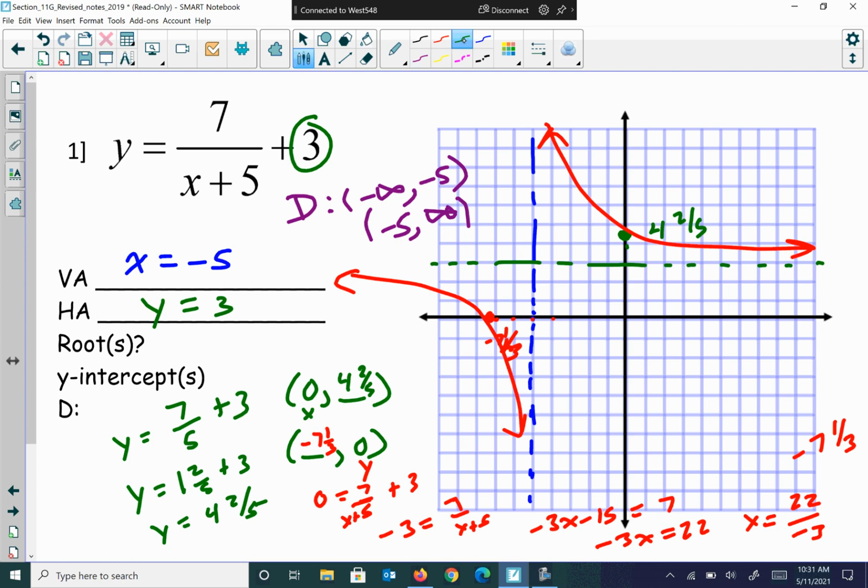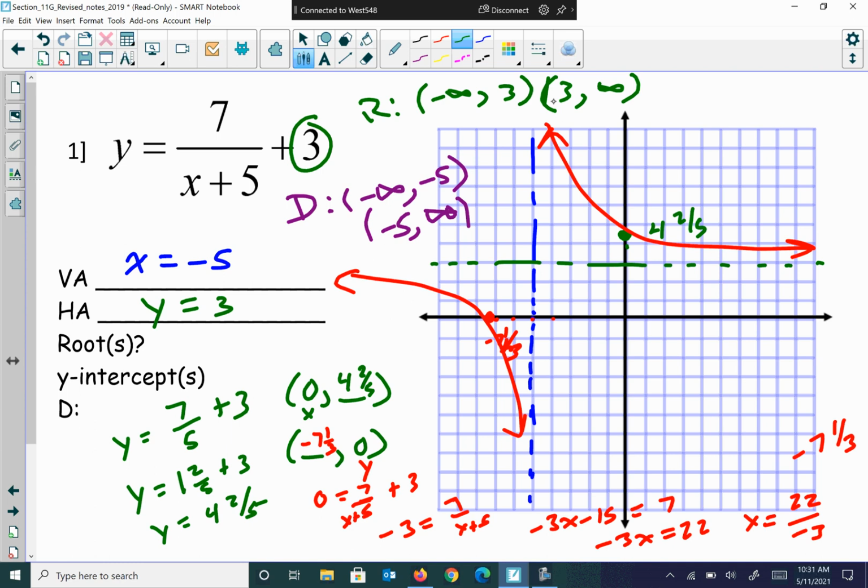And then if I wanted to say, what about the range? Well, the range is the y values. So if I come from bottom to top, the range will go from negative infinity to the green asymptote, which we said was 3, and then from 3 to infinity. So again, the domain and range have two parts to them, because the graph exists on either side of the asymptote. Okay? Does that seem okay?